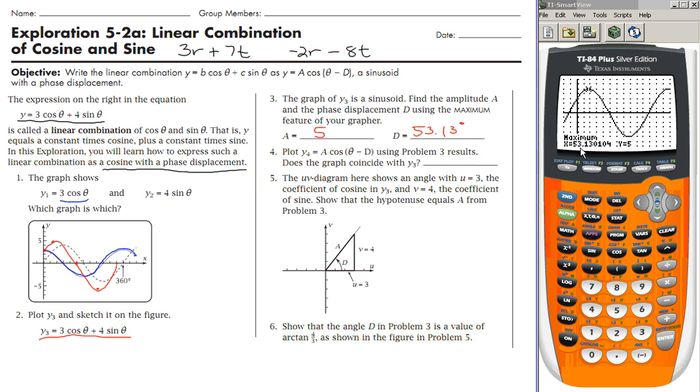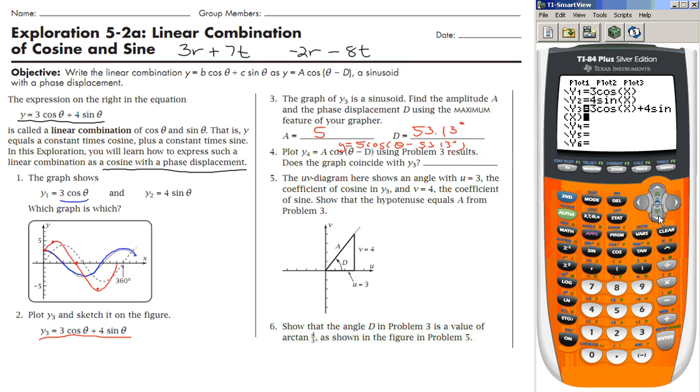right? Because that's telling me the x value at which this maximum occurs, which is the phase displacement for cosine. So that tells me that the equation for this is going to be y equals 5 cosine theta minus 53.13 degrees. Number 4 here says plot that and make sure that it actually is the same graph. So let's do that. Okay, 5 cosine x minus 53.13. And just to make sure that I can tell what's going on, I'm going to make that one bold, so I can see that it actually lays on top. It totally does lay on top. So that's perfect. This is exactly my angle. So yes.